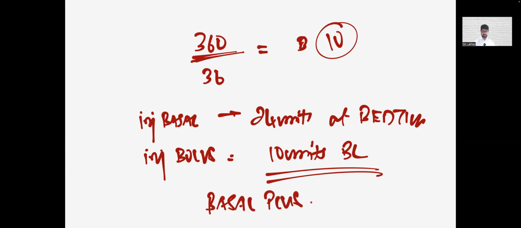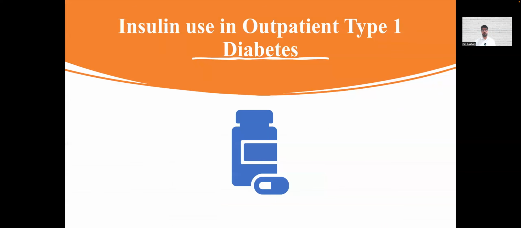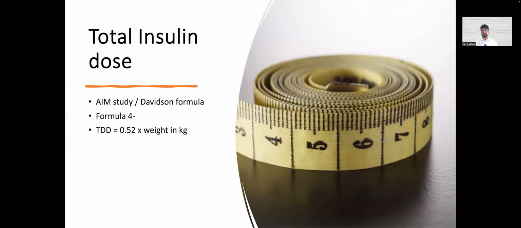Let's look ahead. Now let's look at outpatient type 1 diabetes, how you'll construct the insulin treatment regime and how you will adjust the dose of insulin. So first, a lot of this comes from a study done by Davidson. So Davidson came with the original formula, but then there's a latest study published by Davidson. I don't know if it's the same Davidson, but they published something called the AIM study. So the original Davidson formula was published in 1982 and the new one was 2008.